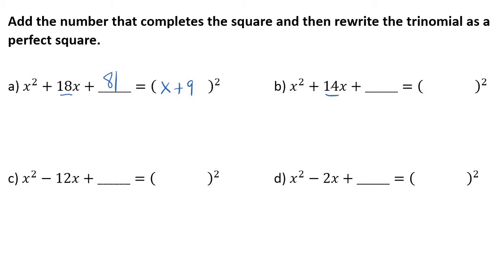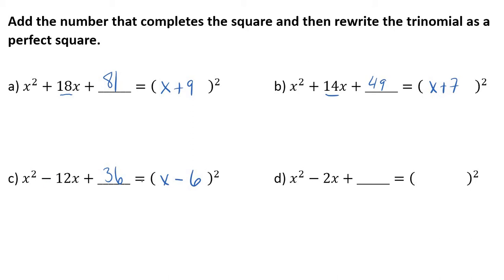How about this one? Half of this and squared. So half of 14 is 7. Squared is going to be 49. Can you see what this will be? X plus 7 squared. What if we throw a minus in? No worries. Half of this is 6 squared, 36. The only difference, because the minus is here, it's going to be a minus 6 here. Can you see where this 9, 7, and 6 are coming from? 9 is the square root of 81. 7, square root of 49. 6, square root of 36.